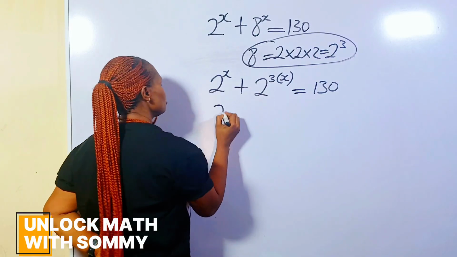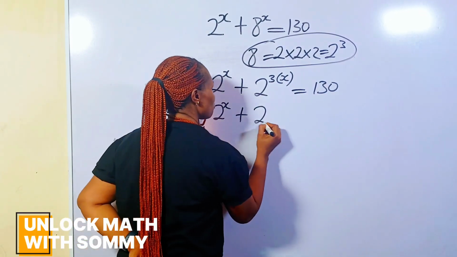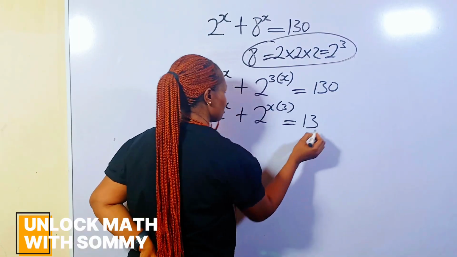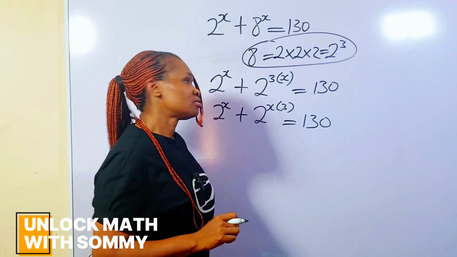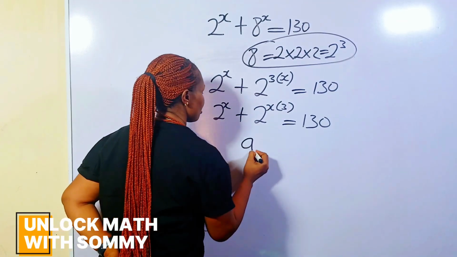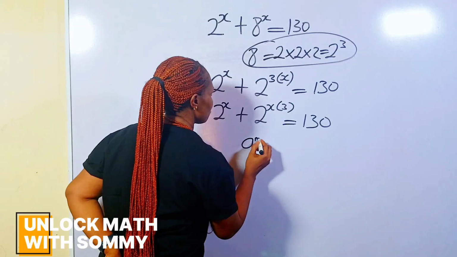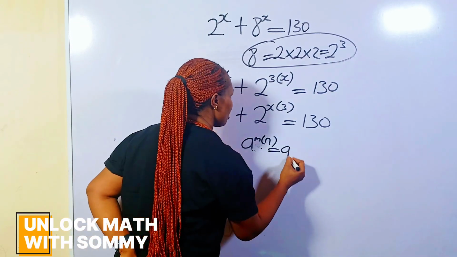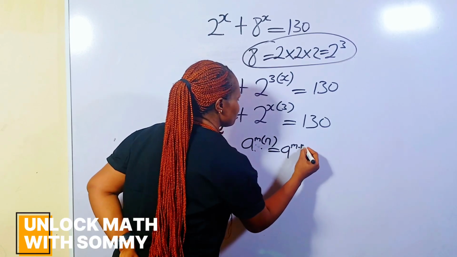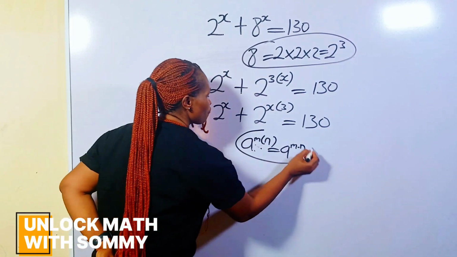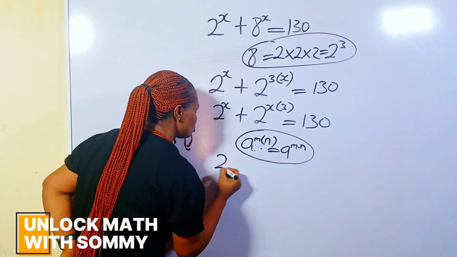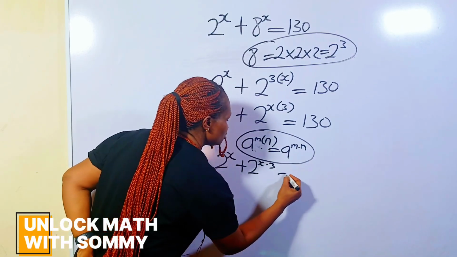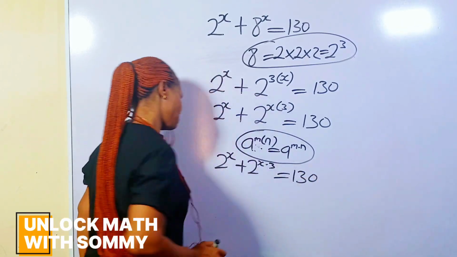This can also be written as 2 raised to the power s plus (2 raised to the power s) raised to the power 3 is equal to 130. Remember the law of exponent that says (a raised to the power m) raised to the power n is the same thing as a raised to the power m multiplied by n. This is the law of exponent. If we apply this here, we now have 2 raised to the power s plus 2 raised to the power s multiplied by 3, which is equal to 130.